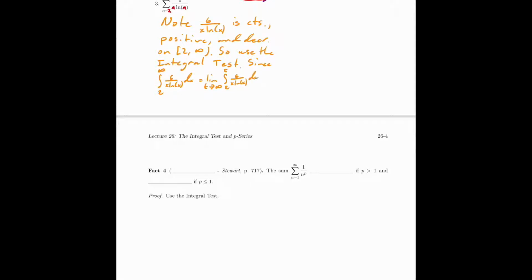Okay, so we're going to take the integral of this, and I'll just say, using a u substitution, where u equals ln of x, which means du is going to equal 1 over x dx, you're going to wind up getting that this equals the limit as t approaches infinity of 6 ln of t. Oops, I guess there's a 6 in front, isn't there? Minus 6 ln of 2.